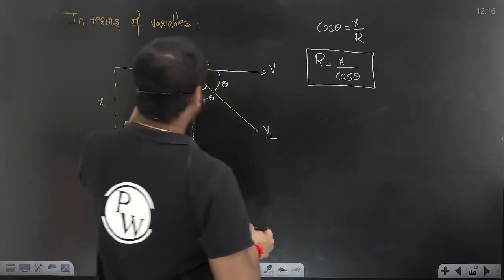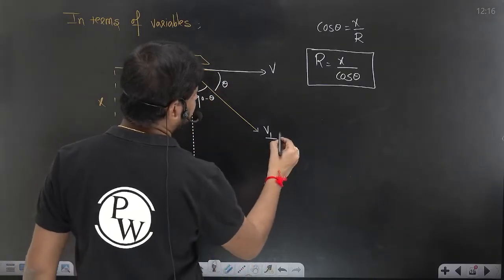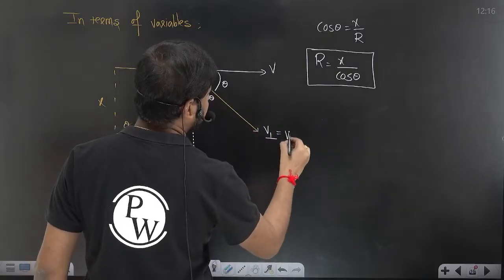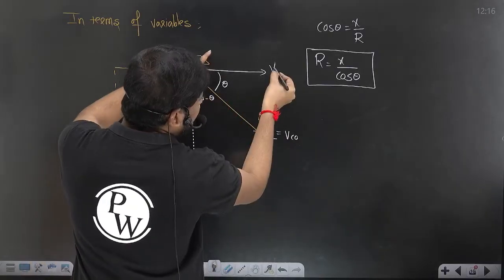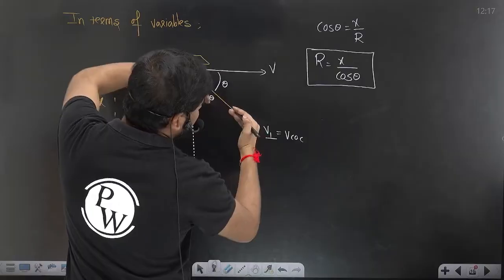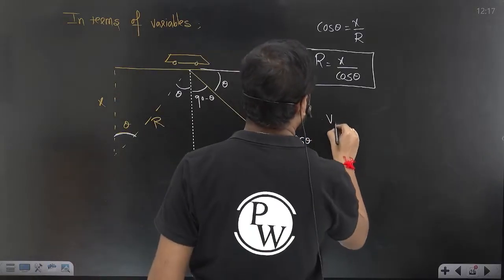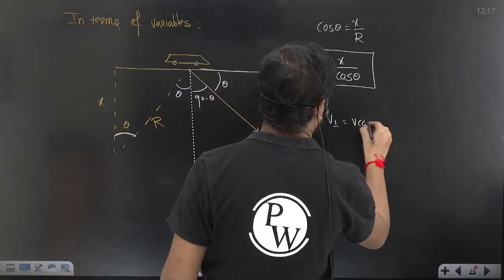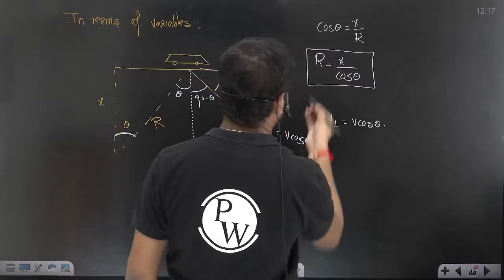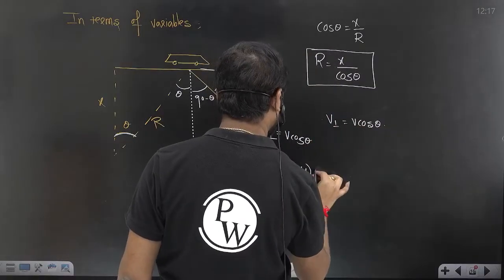Now, can we find what is v perpendicular? V perpendicular is v cos theta. Yes or no? Theta is this side, so v is here, so this component will become what? V cos theta, the v perpendicular. So we have got v perpendicular is equal to v cos theta. So from here, what do we need? We need omega.